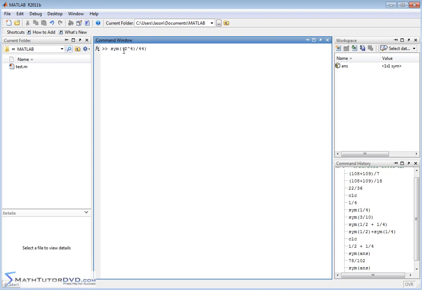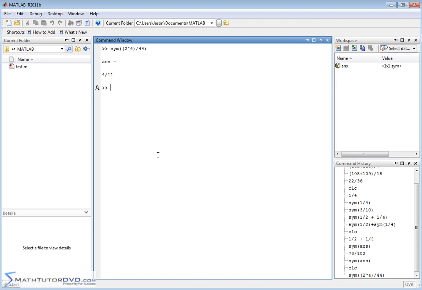I wrap this in parentheses just to make it clear that I'm taking 2 to the 4th power, taking that result, and dividing the answer by 44, right? And I've wrapped the entire thing in the sym operator. So what we get is 4/11, 4 divided by 11.